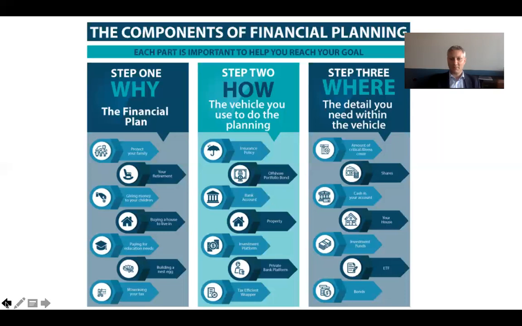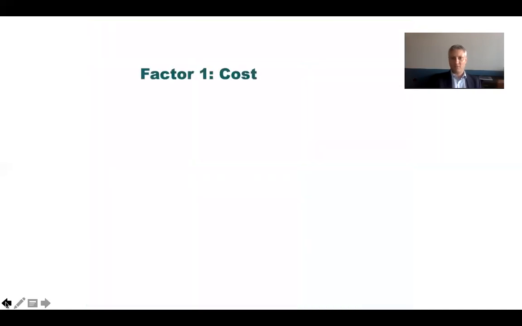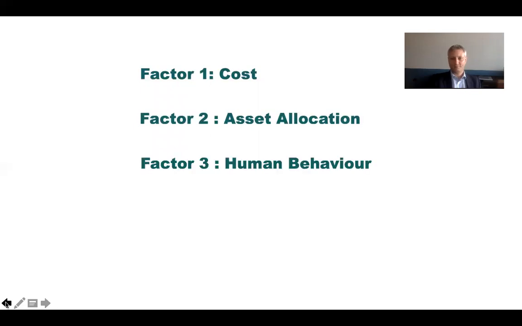You can have an investment platform as the vehicle, but you still need to invest. So the where, the detail could be an ETF, it could be an investment fund, it could be buying the FTSE, or it could be buying the S&P 500. It's the detail to make sure that the vehicle and the why works. So what are those 3 factors? First one is cost, second one is asset allocation, and the third one is human behavior.